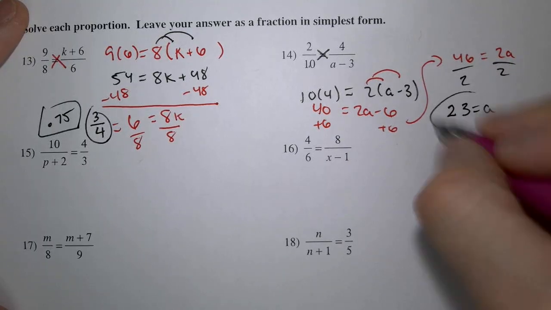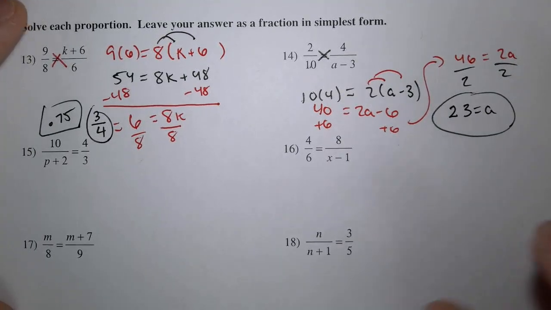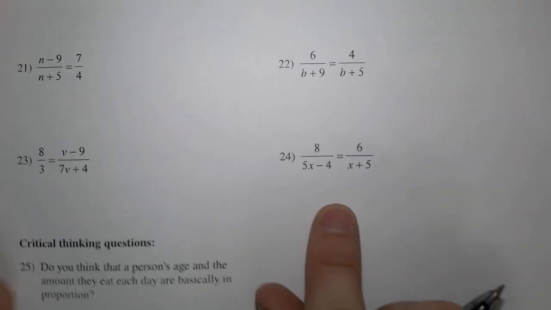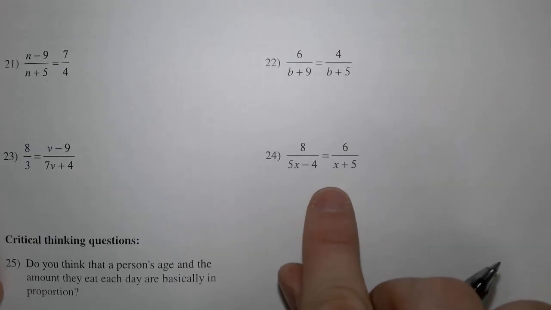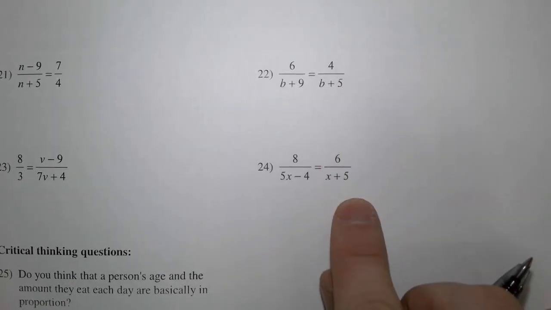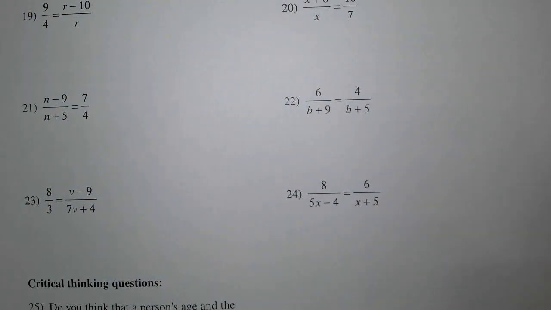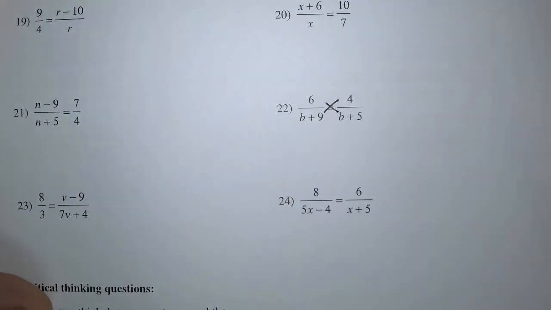23 is equal to a. All right? So let's skip down to the bottom. The bottom gets a little bit harder, but not much harder. The reason that these are slightly harder, for both of these, we'll do both, is because they have two sides with some variables. So let's still treat it the same way.